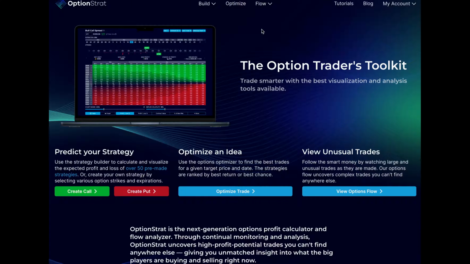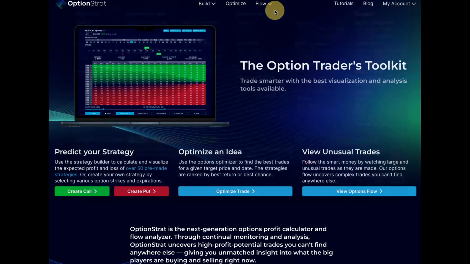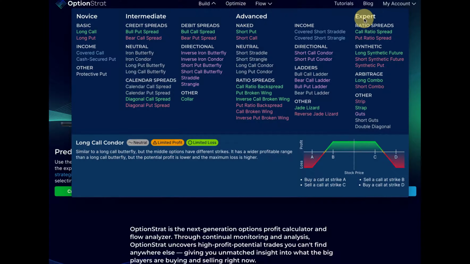I'll tell you that probably the most useful one to most people is the Build tab. You can see in the Build tab that it's broken out into Novice, Intermediate, Advanced, and Expert trades. There's over 60 different trades here. And these trades are pretty common trades, but of course you can also build your own trades.